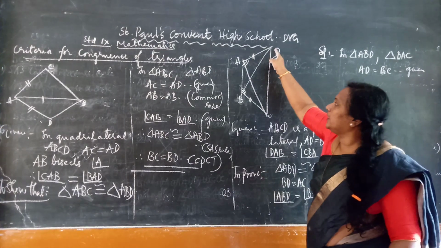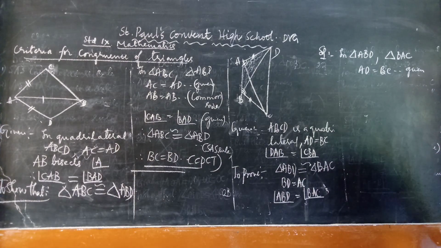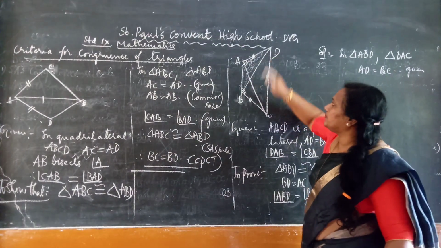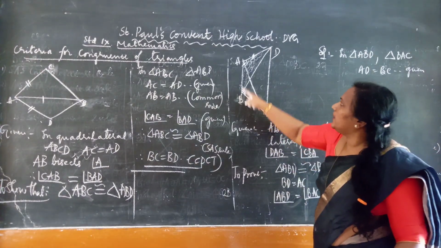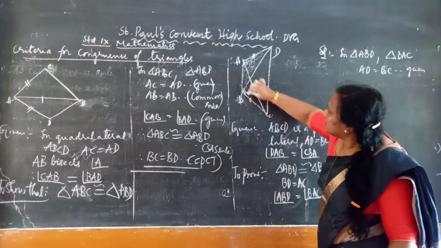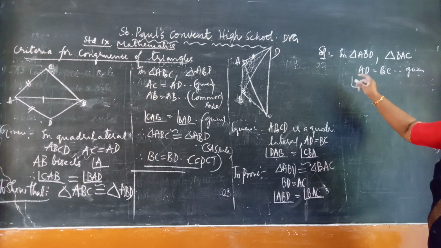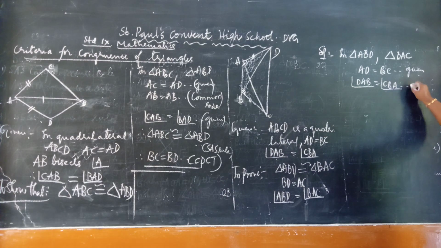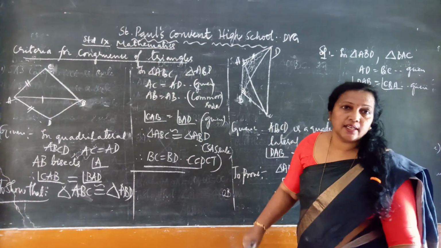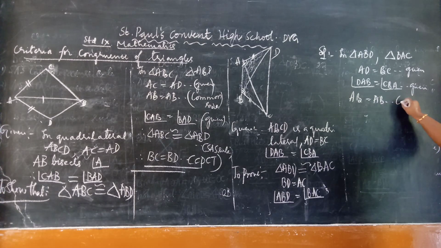Then he has already told that angle DAB, this is in one triangle ABD, correct? And angle CBA, this is in triangle BAC, correct? Angle DAB is equal to angle CBA. This is already given. One side will be common for both the triangles, that is AB. AB is equal to AB. Why? Because it is a common side.